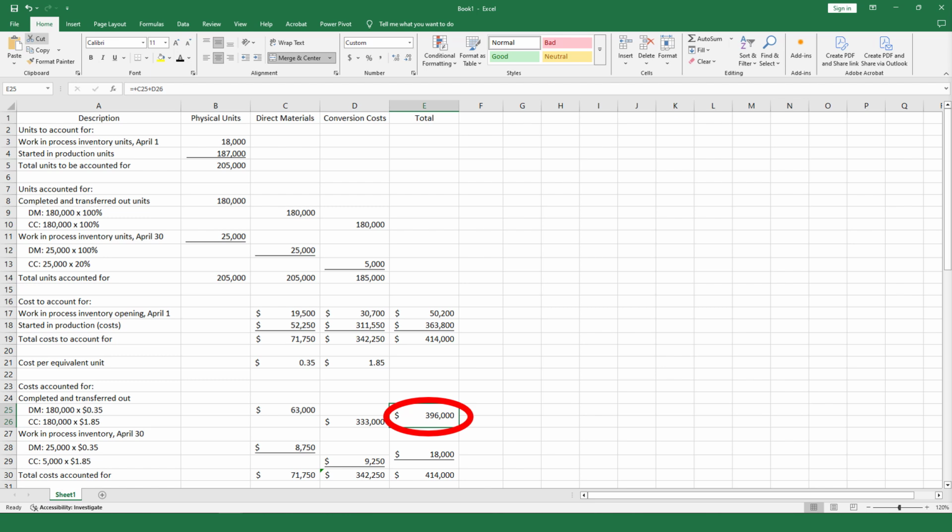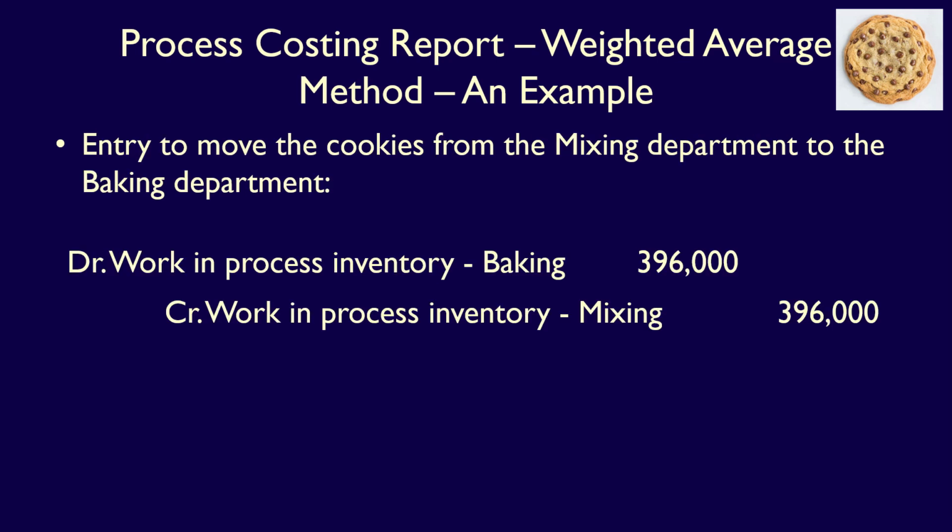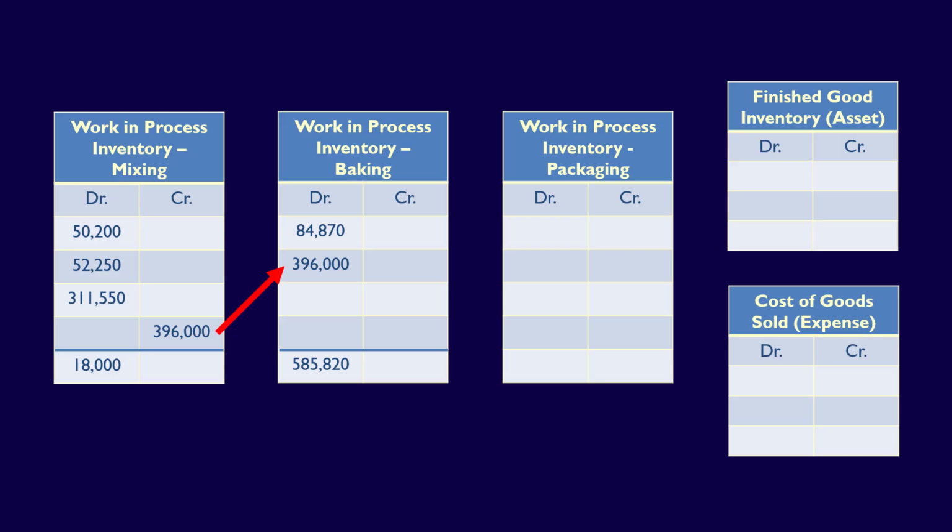Remember that we have to move the completed and transferred out to the next department in the manufacturing process, which is the baking department. The entry to move the costs of the cookies from the mixing department to the baking department is to debit work-in-process inventory baking and credit work-in-process inventory mixing for $396,000, the total that was completed and transferred out of the mixing department. We would then record this in the T accounts as a debit to work-in-process inventory baking and a credit to work-in-process inventory mixing for $396,000.